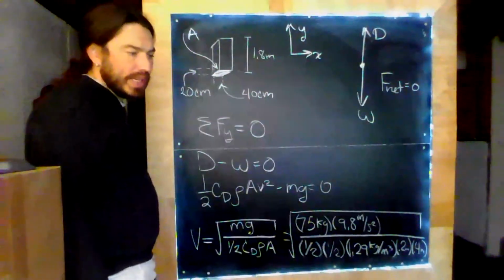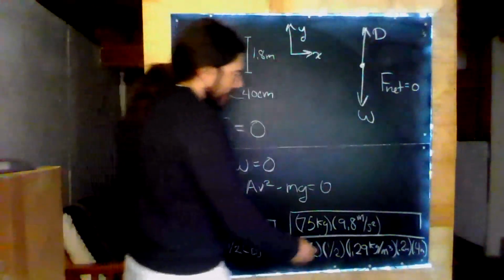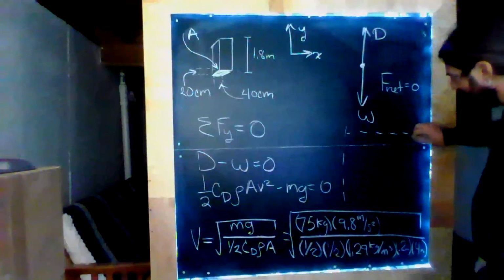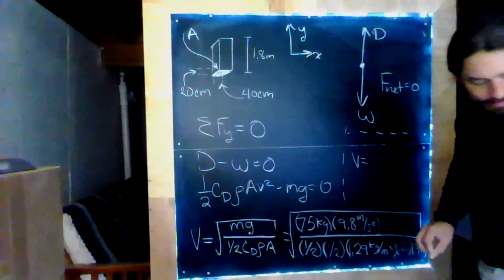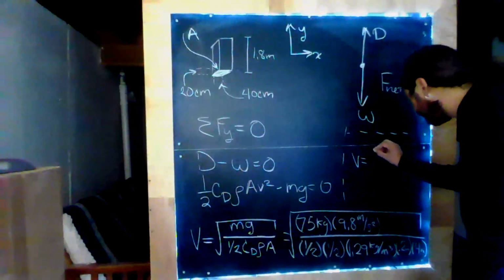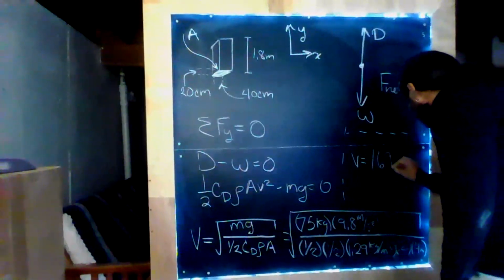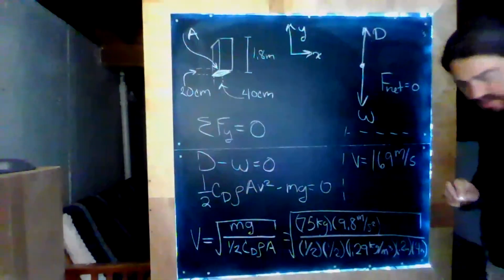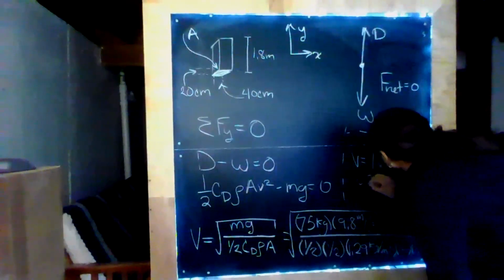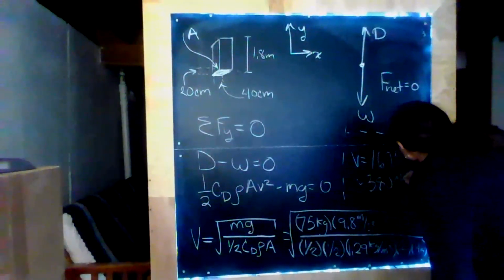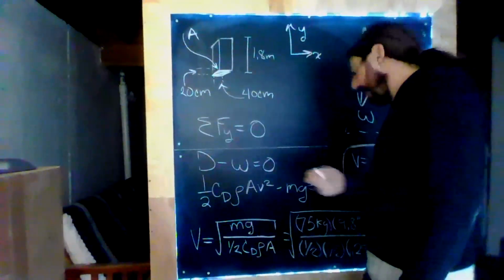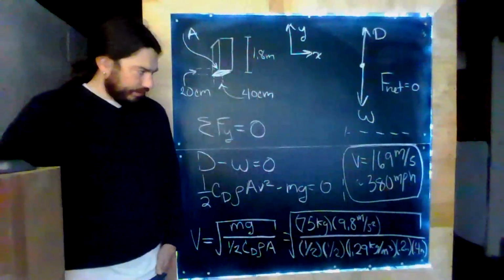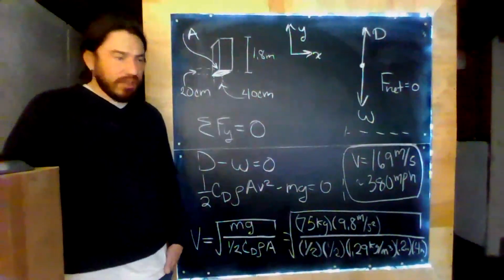And now we run our calculator and we get, and let's see, I'll jump up here. We get v equals 169 meters per second. That is about 380 miles an hour. Okay. Is that a reasonable number? About 400 miles an hour? Yeah, I think so.